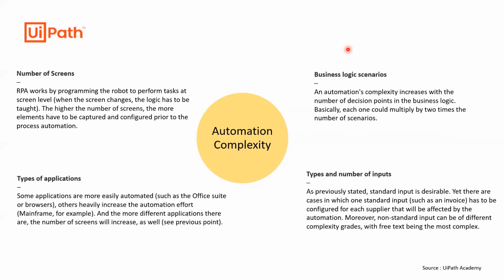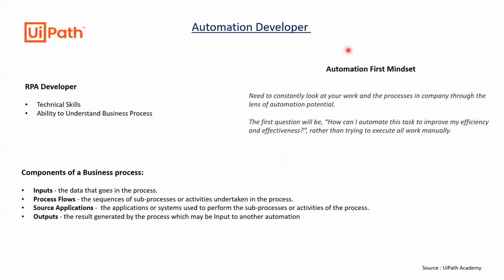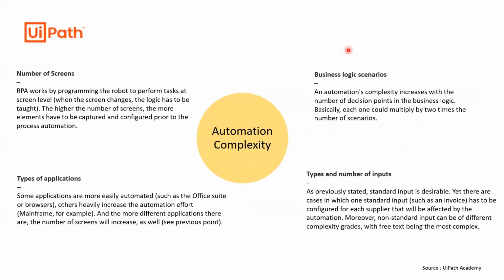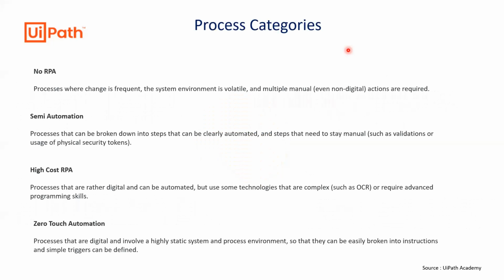So number of screens, type of application, business logic, type of applications, inputs, right? And logics. All of these scenarios make something which is called the automation complexity. So this factor you should always have in mind as an RPA developer, right? So that was the first thing which I said, automation first mindset, right? So you should be aware of all these things, what is a good automation candidate, what is the automation complexity, right?